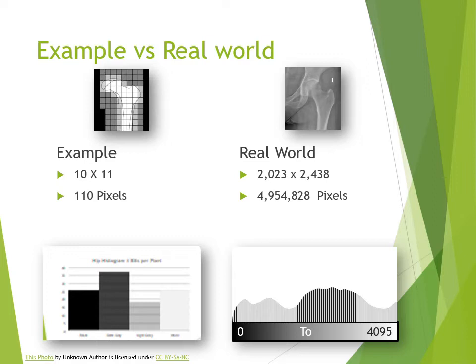A real-world 10 by 12 image would be made of about 4,954,828 pixels. A large number for you and me, but not a large number for a computer to analyze and display. The grayscale for my example pixel plate was set to 2 bits per pixel, or 4 shades of gray. On the other hand, a real plate would display 12 bits per pixel or more. 12 bits works out to 4,096 shades of gray.